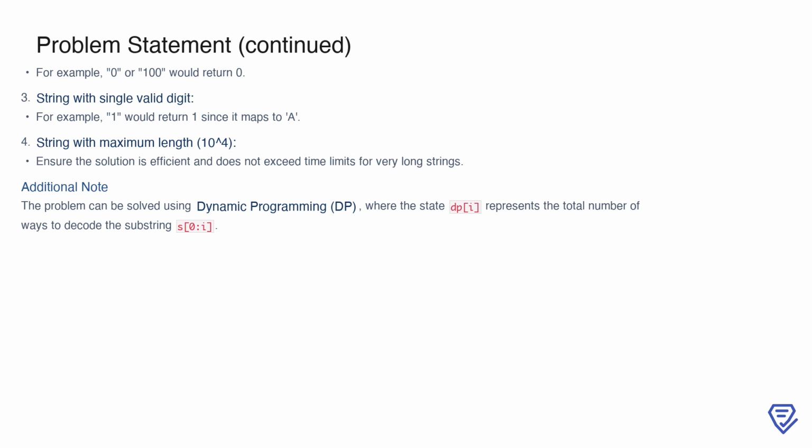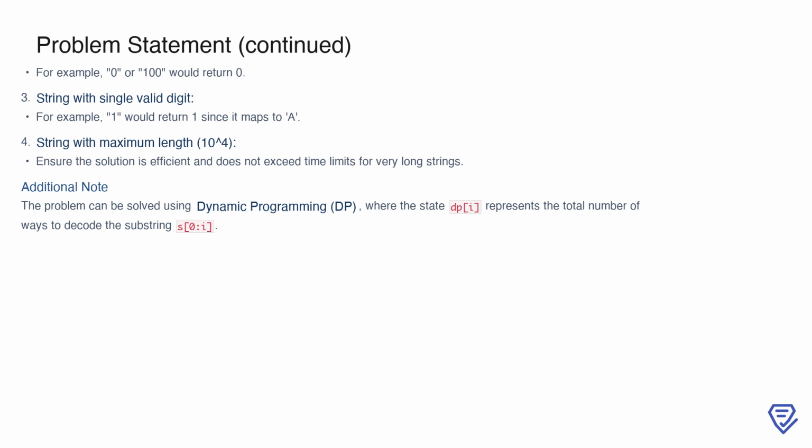On the other hand, if the string contains a single valid digit, like 1, it can be decoded in exactly one way, as it maps directly to A. For very large strings, such as those of length up to 10,000, it's essential to use an efficient approach that avoids exceeding time limits. One effective way to solve this is by using dynamic programming. Here, we can define a state dp[i] that represents the total number of ways to decode the substring from the start of the string up to the ith position. This approach allows us to build the solution incrementally while ensuring that the computation remains efficient even for the largest inputs.